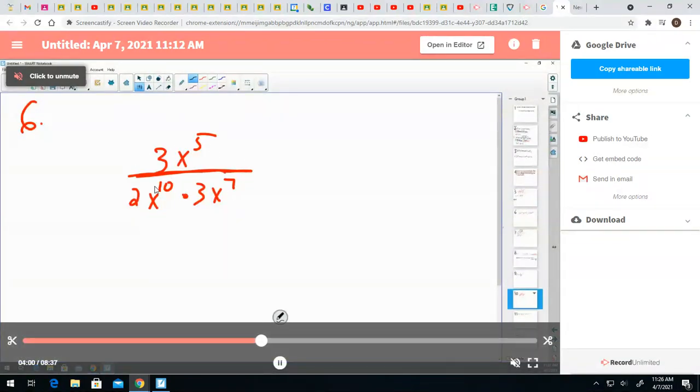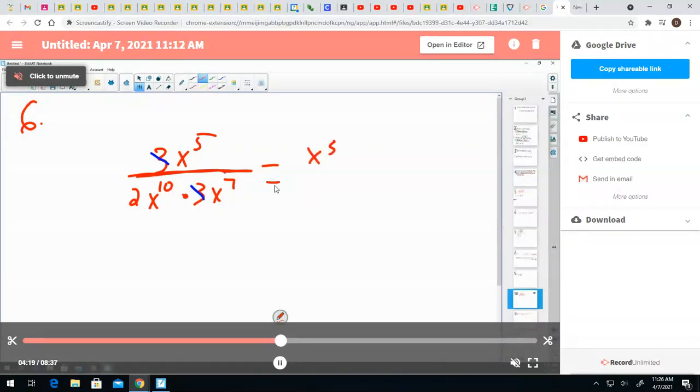Okay, number 6, big ugly fraction. When we see this big ugly fraction, we're going to notice that 3 is the same on top and on bottom, those whole numbers. Those whole numbers we can go ahead and just cancel. All right, 3 over 3 is 1, so we can cancel those 3's.